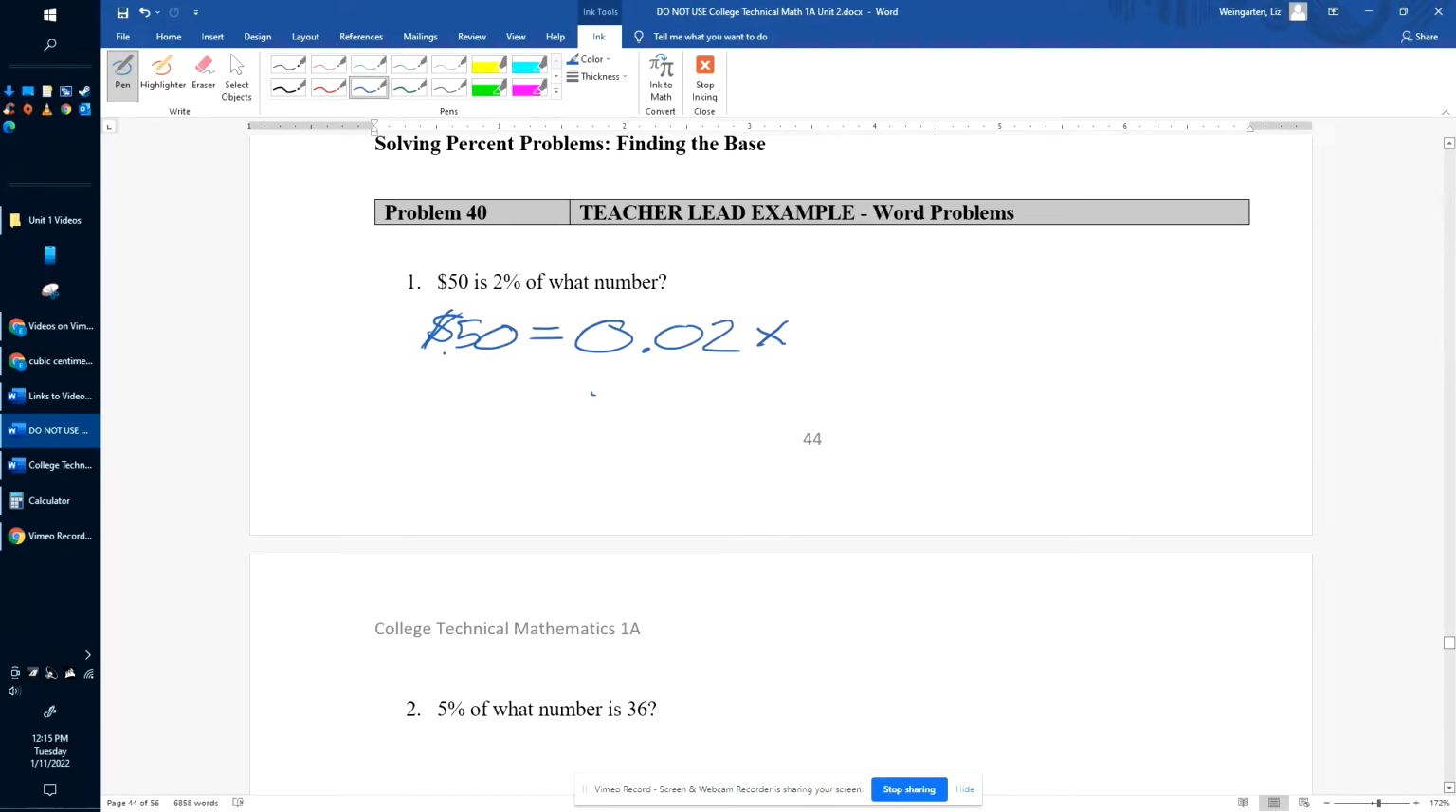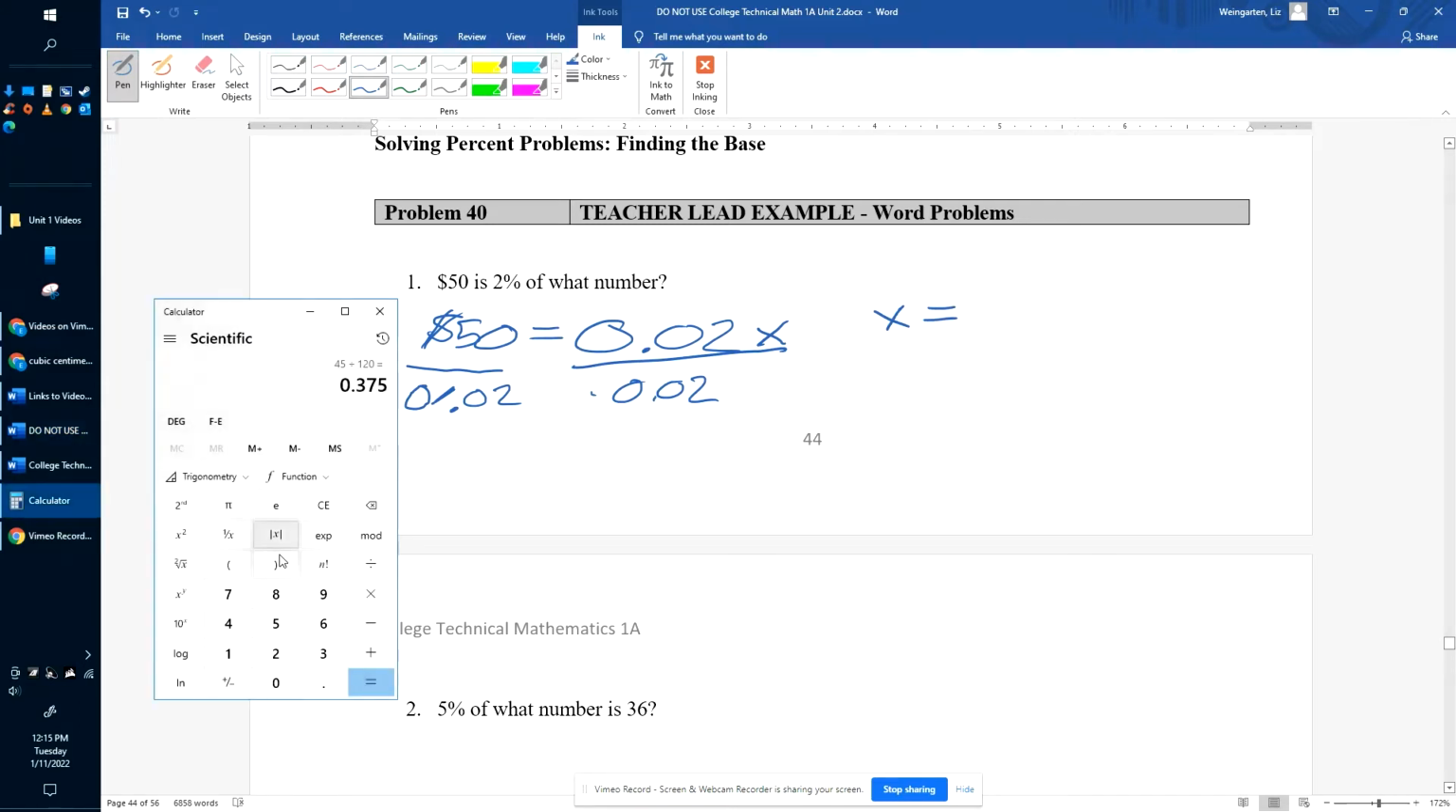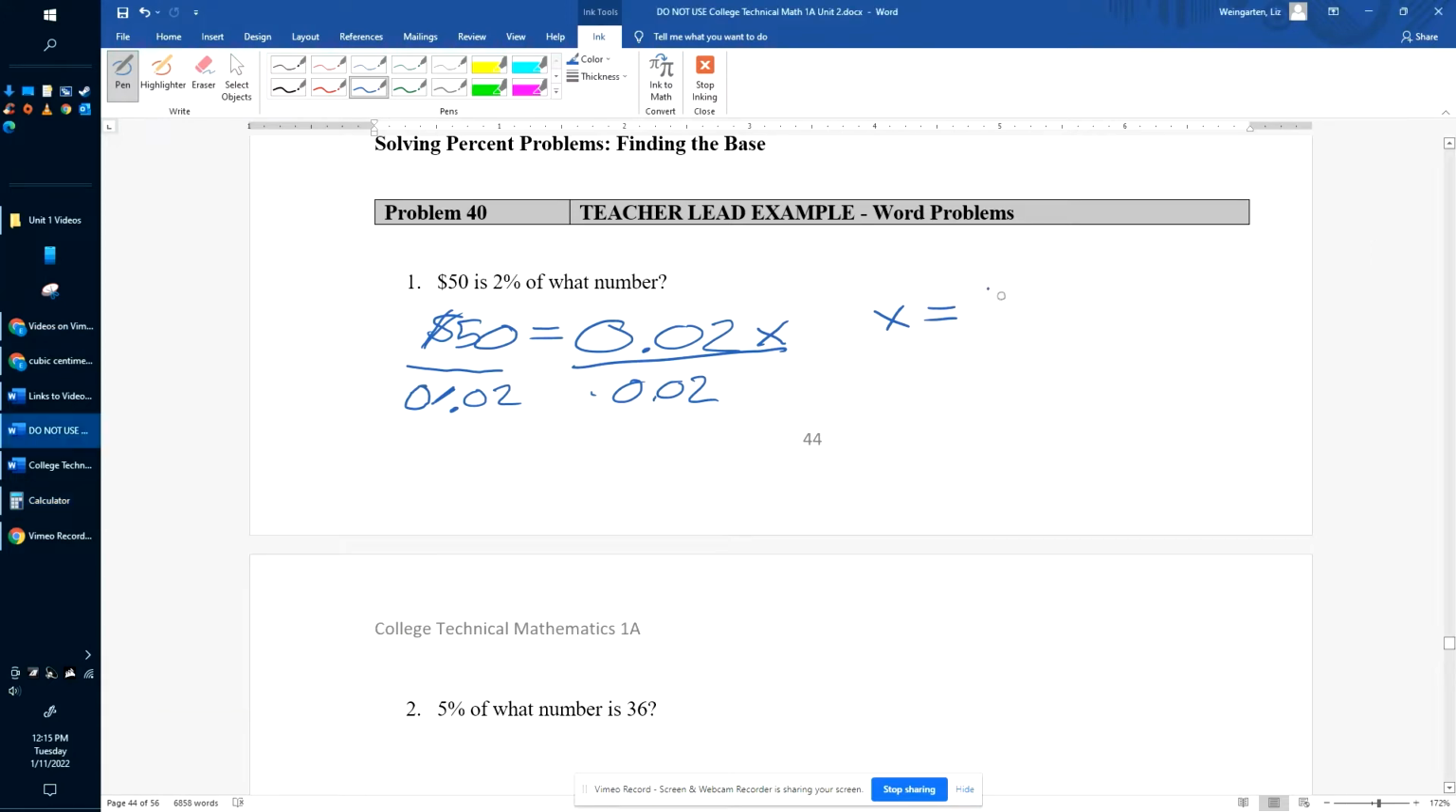All right, so let's take both sides. We divide by 0.02. And we get x equal to, let's take a look, 50 divided by 0.02. 2,500 is our answer. And it's dollars.